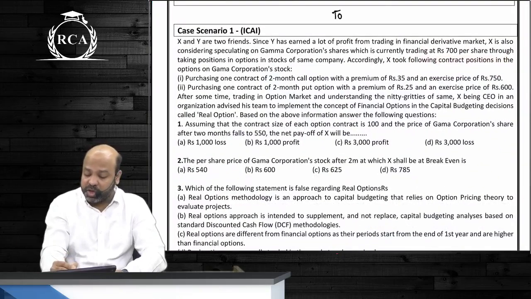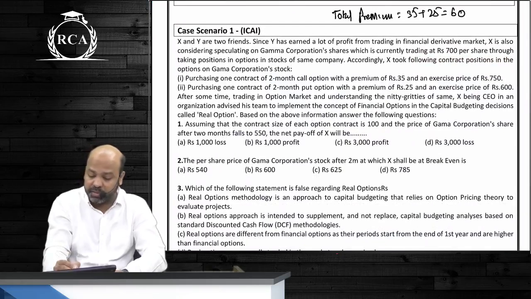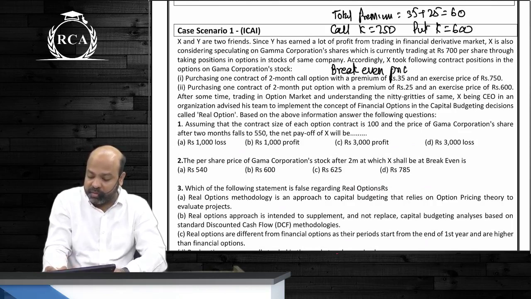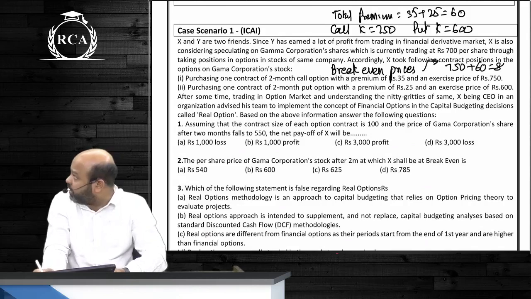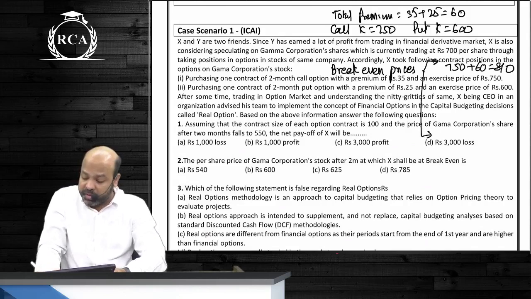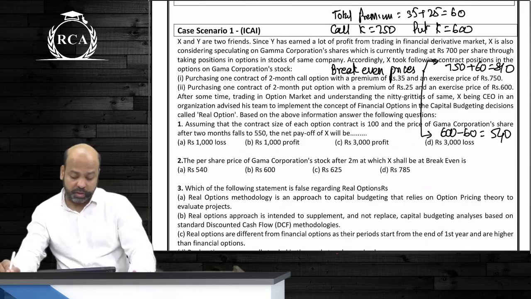Alright, guys, what's the total premium paid, beta? Total premium, guys, is 35 plus 25, 60 rupees. Call option strike price is how much? 750. Put option strike price, beta, is 600. Break even prices कितने रहेंगे, guys? 2 break even prices. It will either be 750 plus 60, 810, or it will be 600 minus 60, beta, 540. There'll be 2 break-even prices.